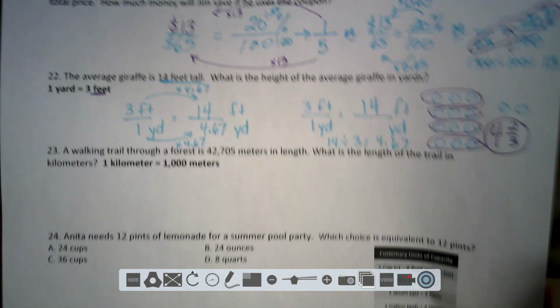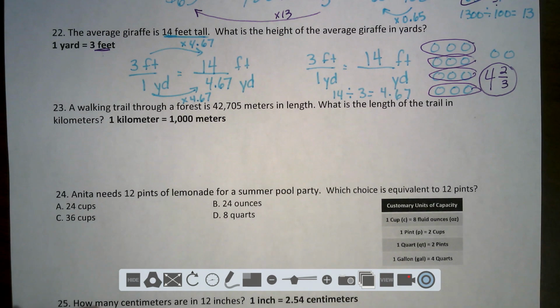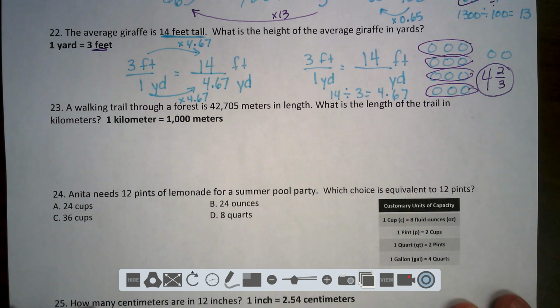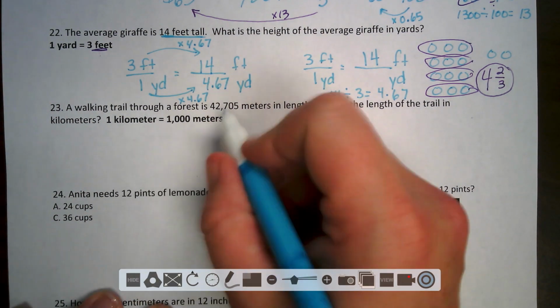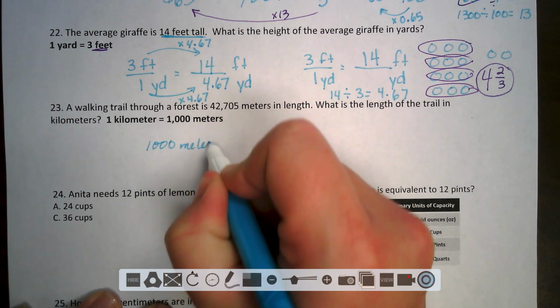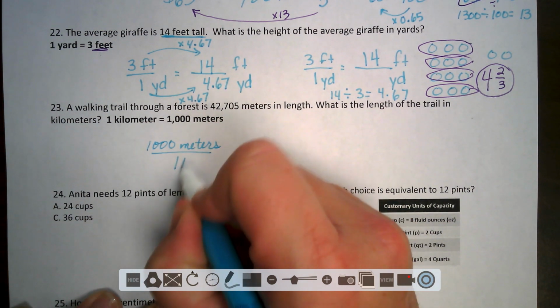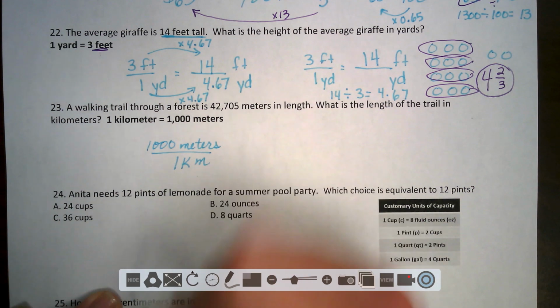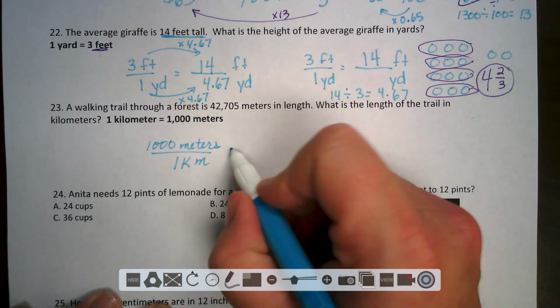Number 23. A walking trail through a forest is 42,705 meters in length. What is the length of the trail in kilometers? So let's set it up. I have my 1,000 meters is equal to 1 kilometer. I'm going to be sneaky and just do the short form there.